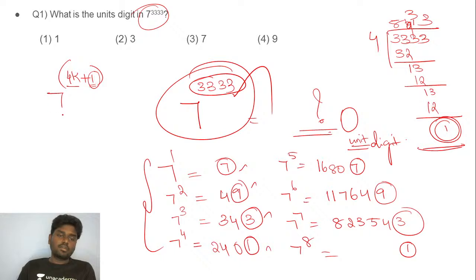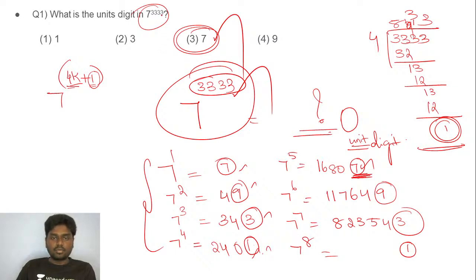So this is in the format of 7 power 4k plus 1. If it is 4k, then undoubtedly your unit digit is 1. If it is 4k plus 1, then you need to go for the next one. So what is that? 4k plus 1, it's going to be 7. That's it. So the right option for the very first question is 7. The unit digit for 7 power 3,333 is nothing but 7.